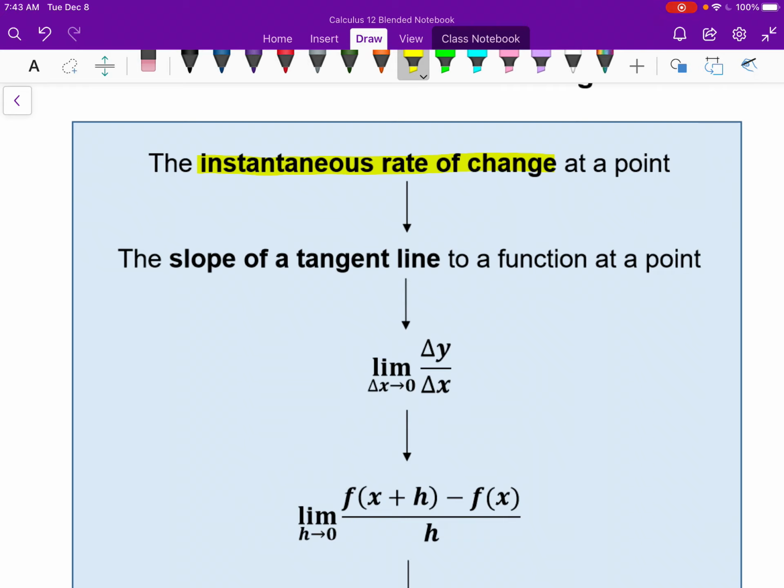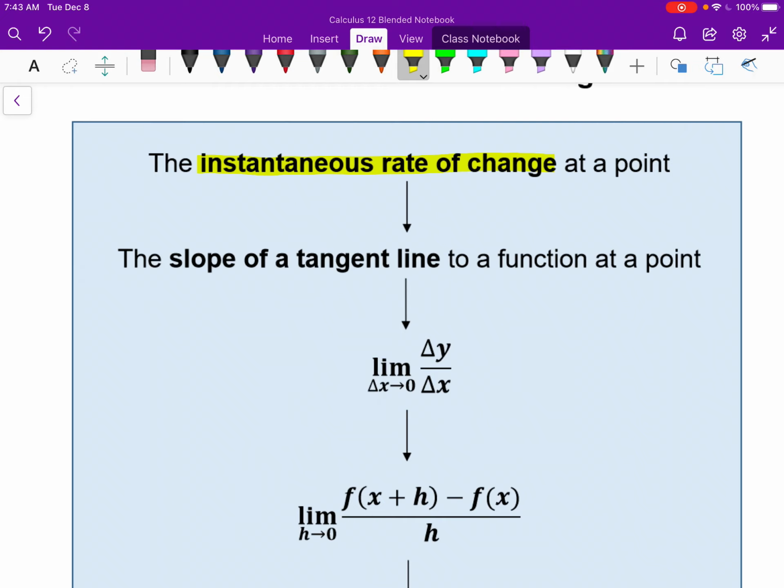Imagine you're driving and you look at the speedometer. You look at how fast you're traveling. That your speed at any given time, that's your instantaneous rate of change. It's probably fluctuating, but at any instant that you look at your speedometer, that's the instantaneous rate of change of your car at that point. And that's sort of analogous to so much that we're doing in this course.